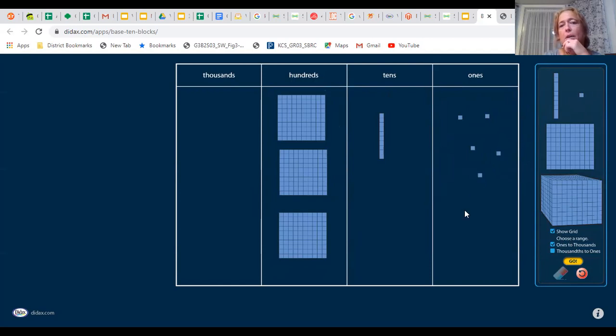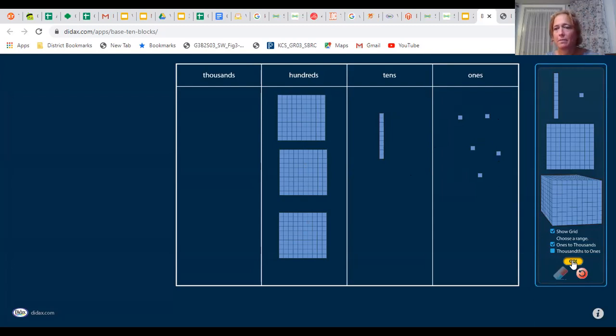All right, so what is my number now? Take a look at it for a moment. See what you think it might be. Okay, 300, because I have 3 groups of 100. I have 1 group of 10, and 1, 2, 3, 4, 5 ones, so it would be 315.